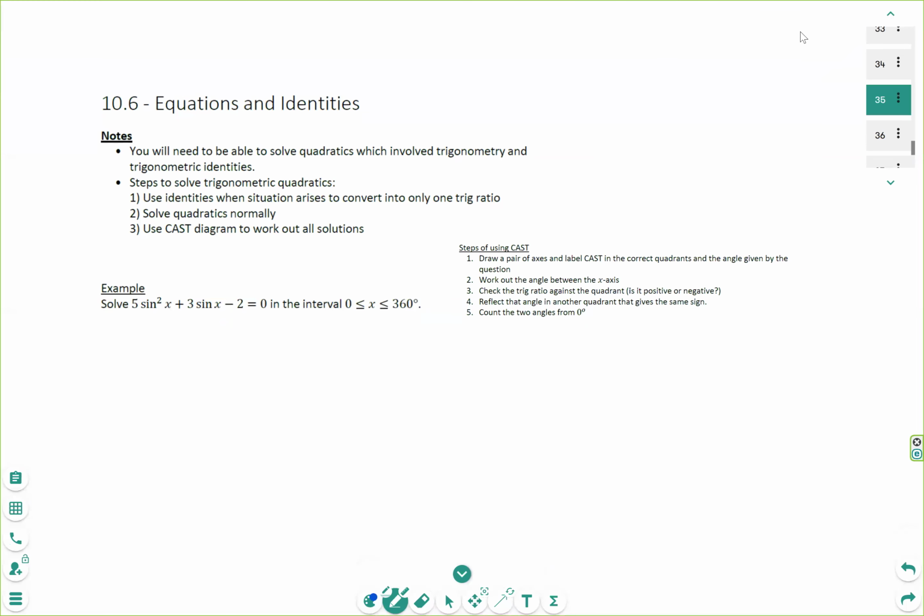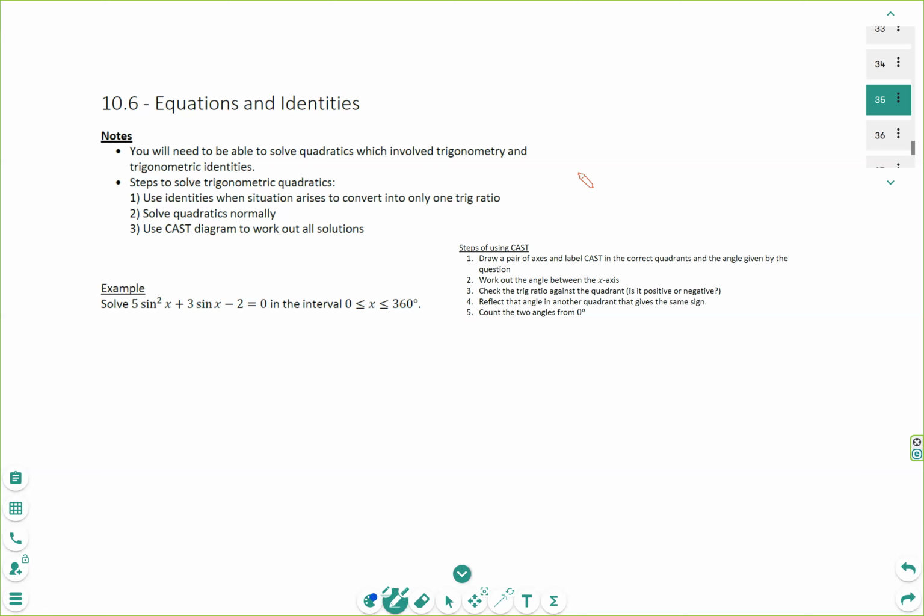Welcome to the last chapter of chapter 10 in Pure 1, where we have gone through a journey of working on a class diagram and learning new trig identities. As literally a true chapter coming up from GCSE that is new from it. So in this last bit, we're looking into equation identities where we're mixing the identities with the class diagram. You'll need to be able to solve quadratics which involve trigonometry and trigonometric identities.